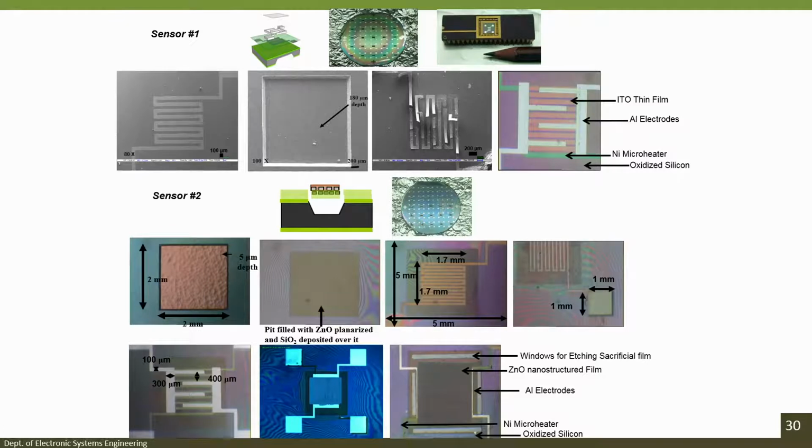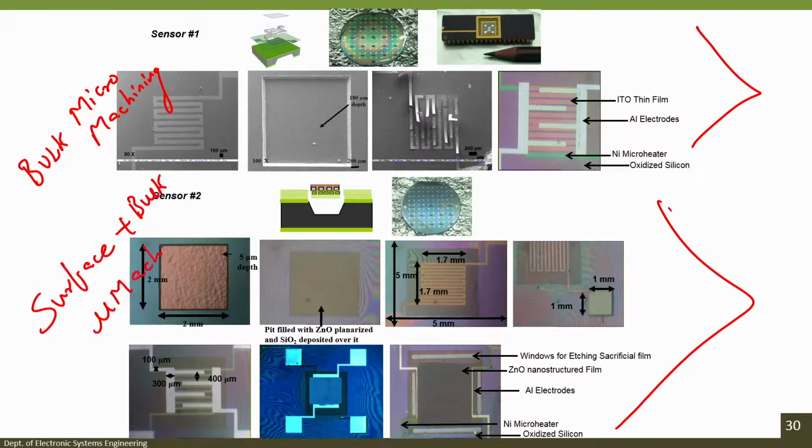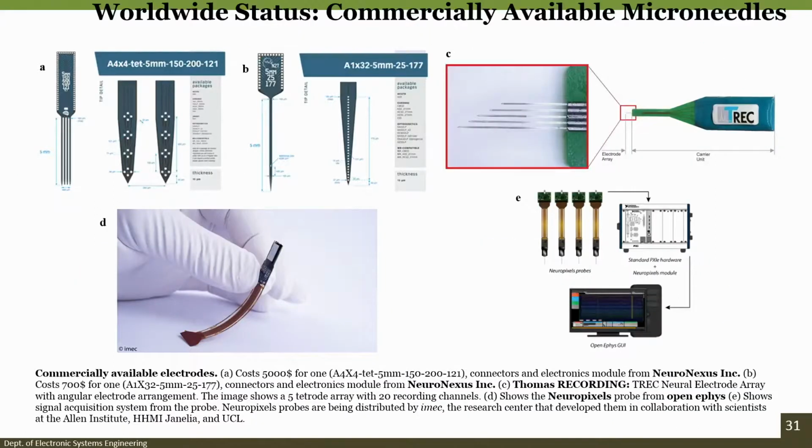Now, the applications are many, we will discuss if the time permits. Right now, you just see that we have fabricated sensors using two techniques. One is called bulk micro machining, second is called surface plus bulk micro machining. All right, bulk micro machining and surface plus bulk micro machining. Now, these are processes to create or fabricate the sensor. Let us go to the next topic.